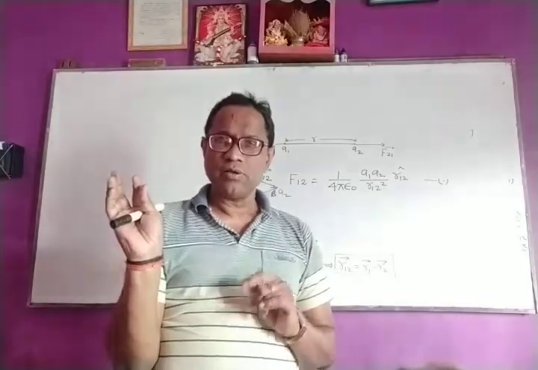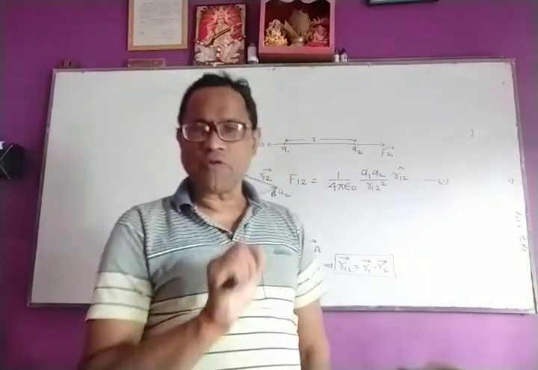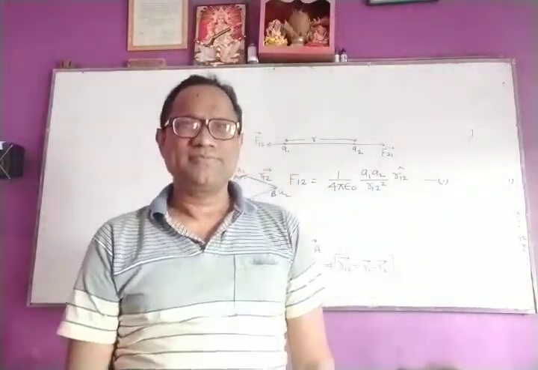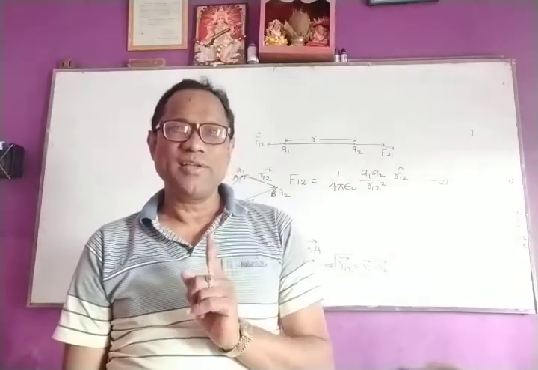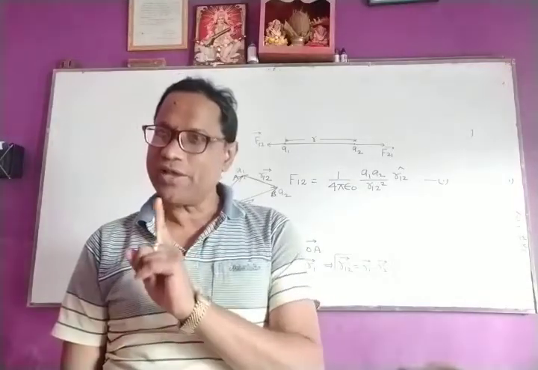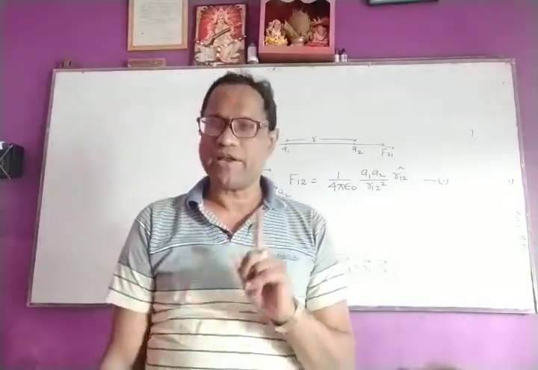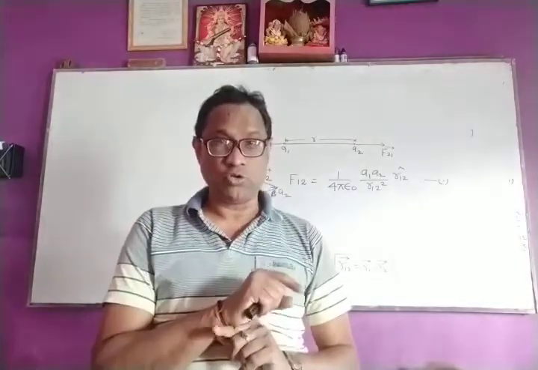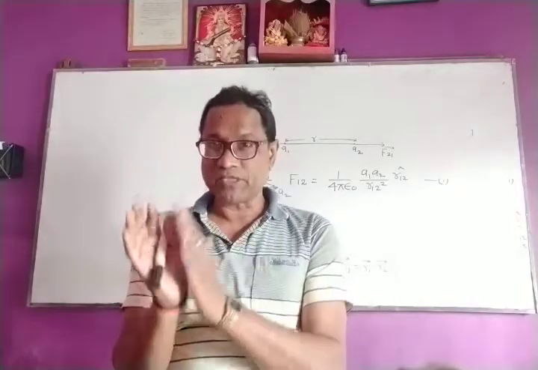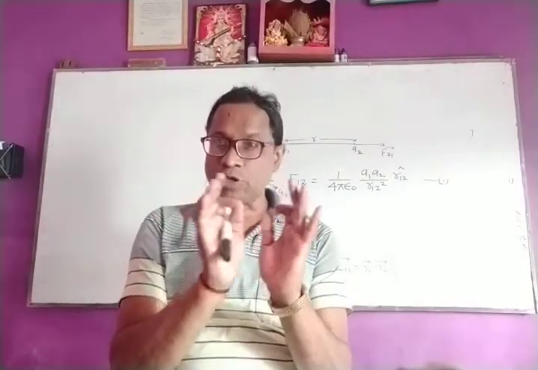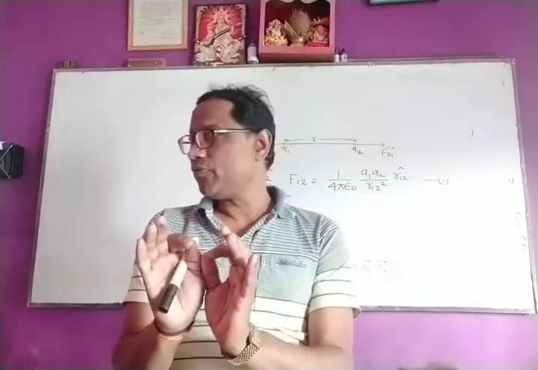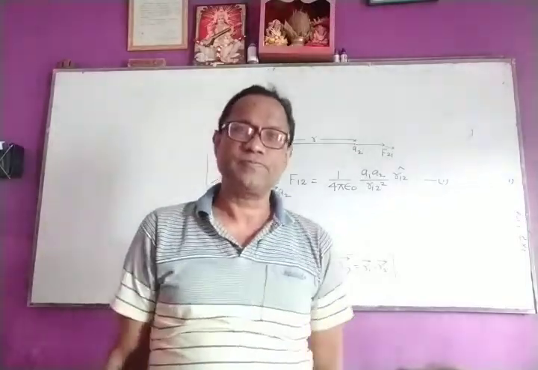Please clear the meaning of r21. Now q2 is the actual body, r1 is the referred body. So we can write that r21 is equal to r2 vector minus r1 vector, the vector difference between the position of the actual charged body and the position of the referred charged body.